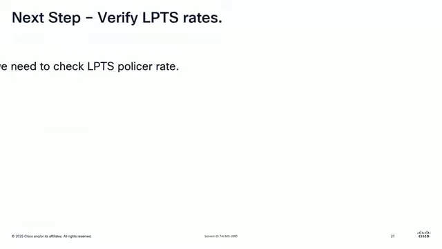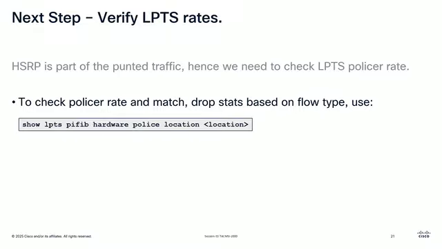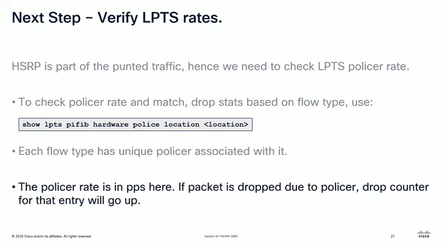Thanks, Ricardo. Okay, before going further, I would like to do a quick recap about HSRP. Why? Because HSRP is a flow type that needs to be processed by the RP CPU. So it's important to check the LPTS rate for that specific flow type. How can we do this? Just by using a single command, which is show lpts pifib hardware police location, and in this case, we will be using the RP as the location. With this command, you will be able to see that all the flow types have their own rate, and this rate is configured in packets per second.